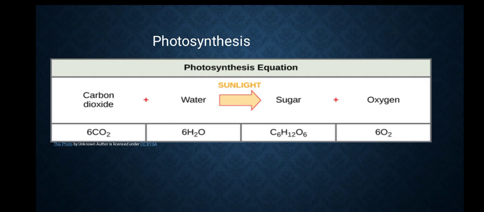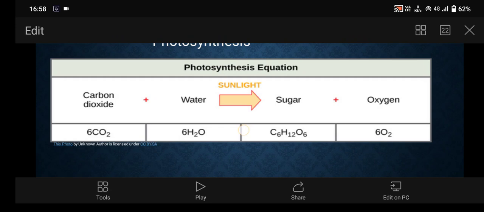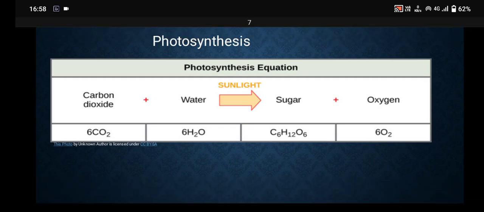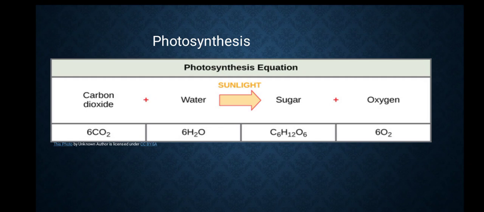Okay, following reaction. Look at the reaction carefully. That carbon dioxide. Photosynthesis helps to maintain a balance between oxygen and carbon dioxide. Okay. Photosynthesis is a process by which plants prepare their food by using water and carbon dioxide in the presence of chlorophyll and using sunlight as a source of energy.